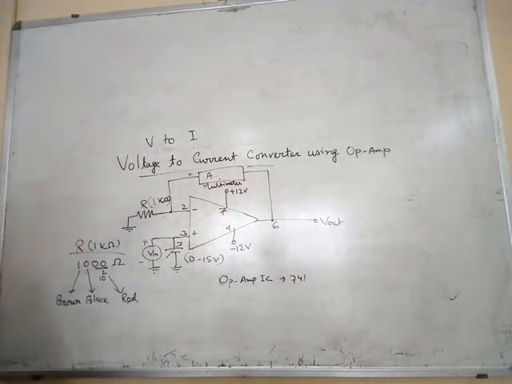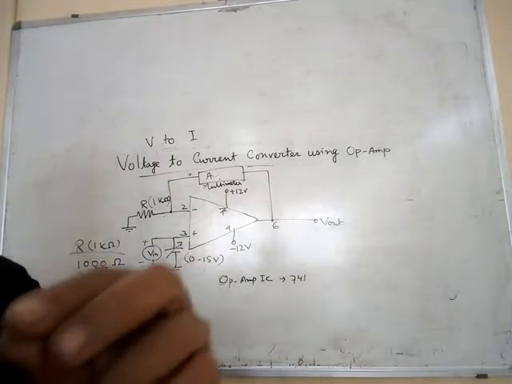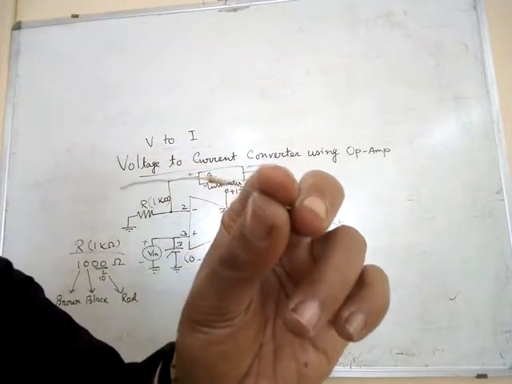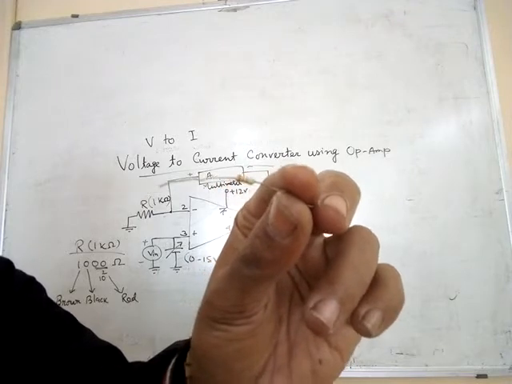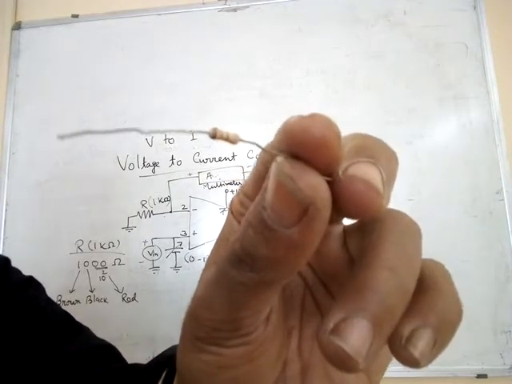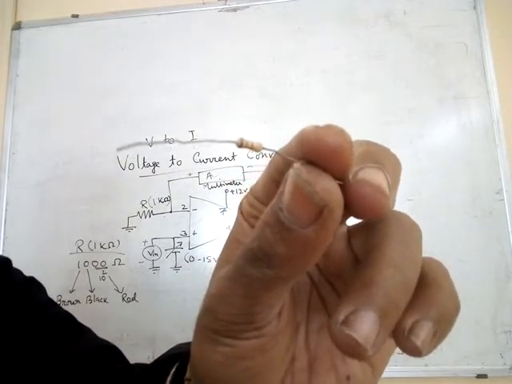Next, resistor, as I already told, brown, black and red. You can see it is brown, black and red.